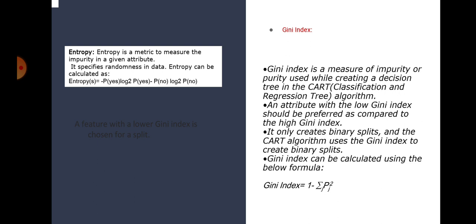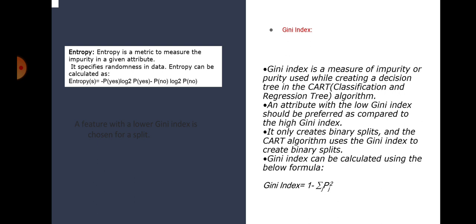Then an attribute with the low Gini index should be preferred as compared to the high Gini index. It only creates binary splits, and the CART algorithm uses the Gini index to create binary splits. Whenever you are using the CART algorithm for classification, then only you have to use this Gini index. So either of these two features you can use to split the attributes, either the information gain or the Gini index.